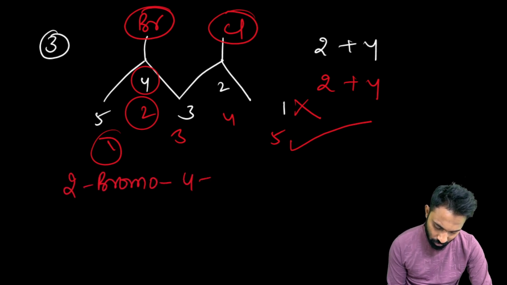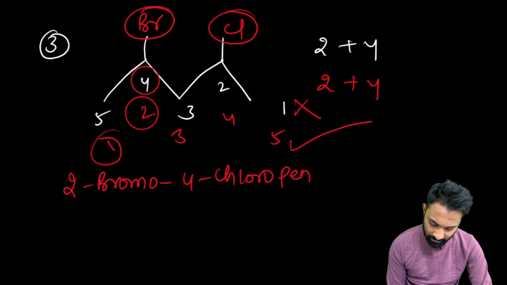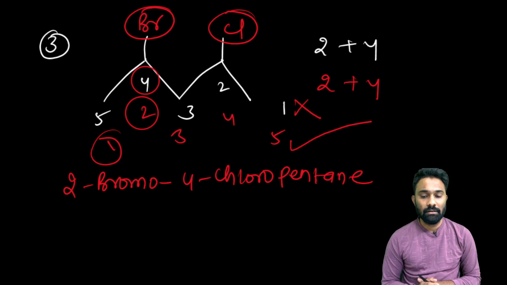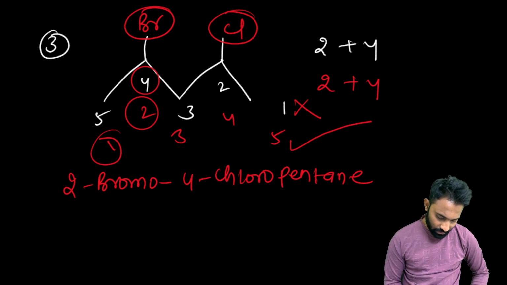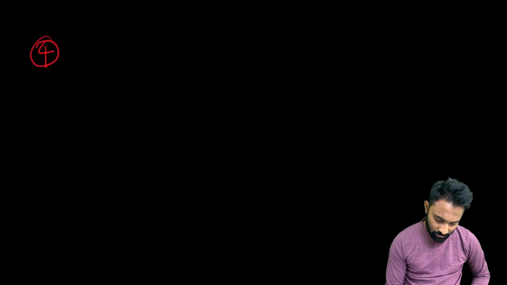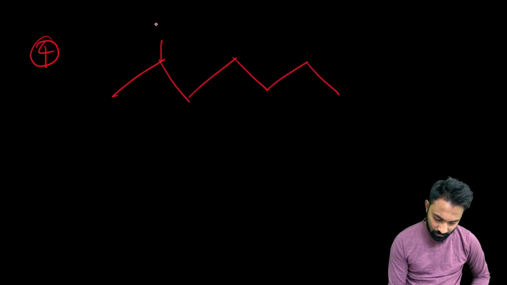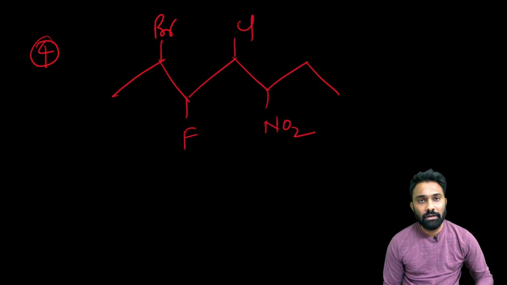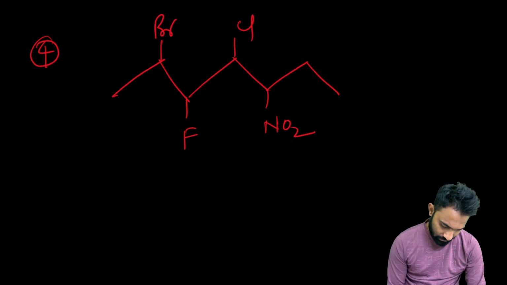and 4-chloro. How many carbons are there? Pentane. This is the correct naming for this one. Now I will give you a question based on this. Now try to name the compound. Okay, try to name the compound for this one.